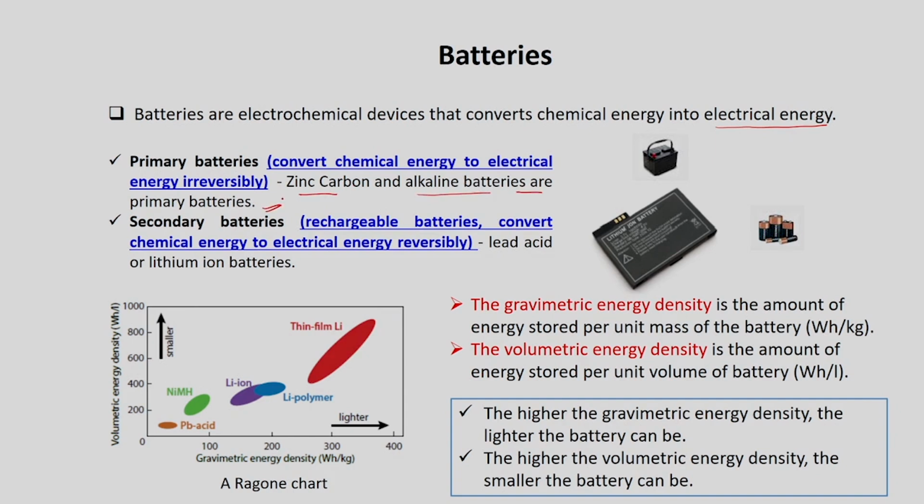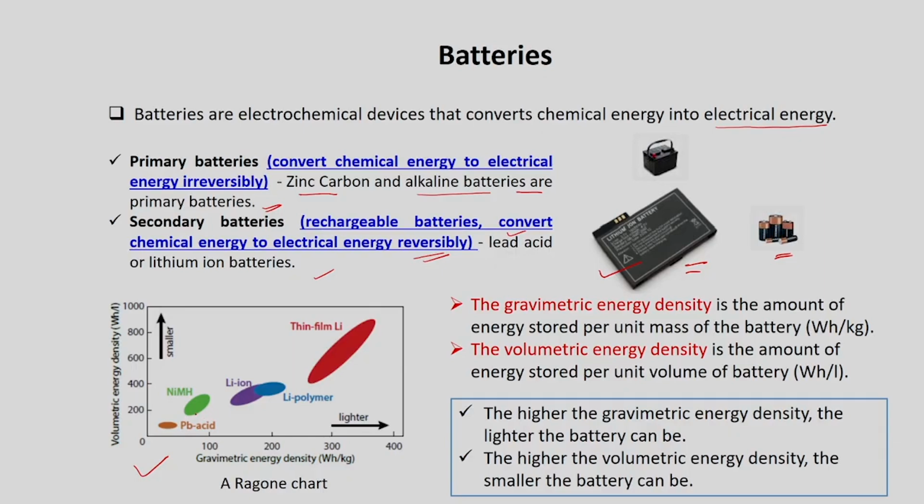We cannot recharge them again and again, but secondary batteries, which are called rechargeable batteries, convert chemical energy to electrical energy reversibly. Examples are lead acid batteries and lithium ion batteries. So, these are some of the examples. If you look at this chart, it is known as the Ragone chart, which is used for comparison of different batteries.